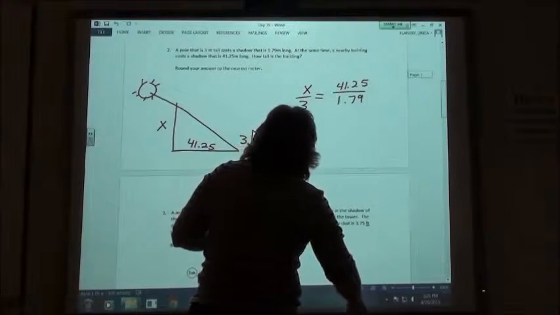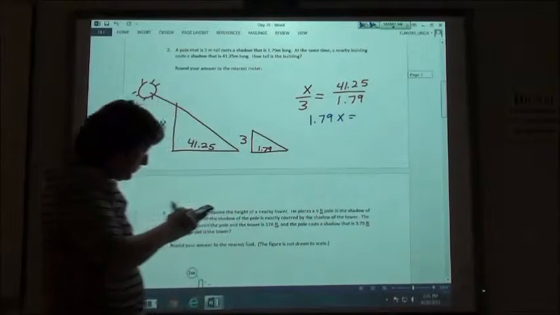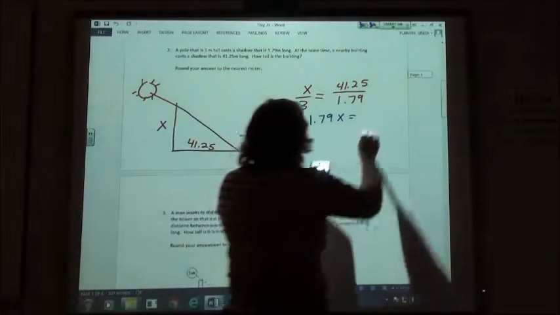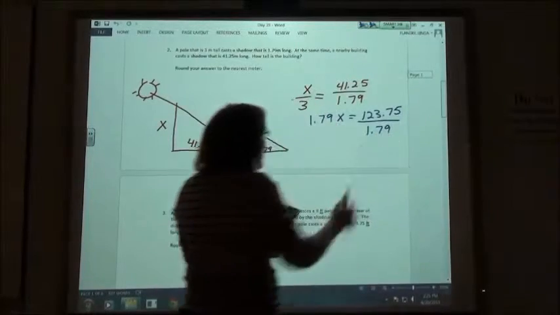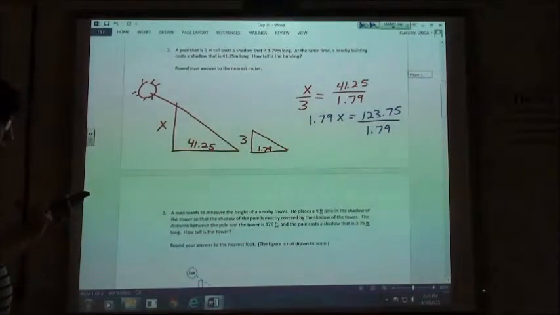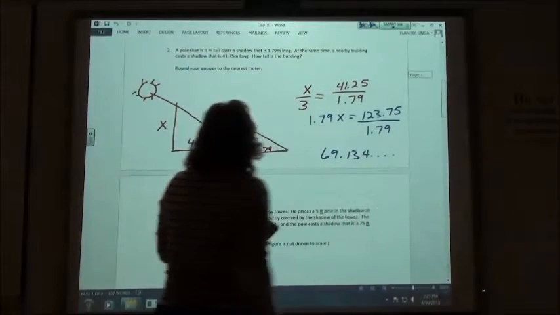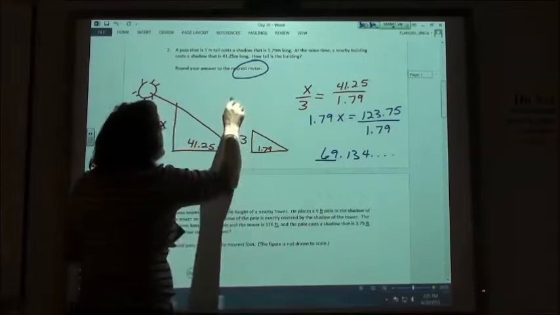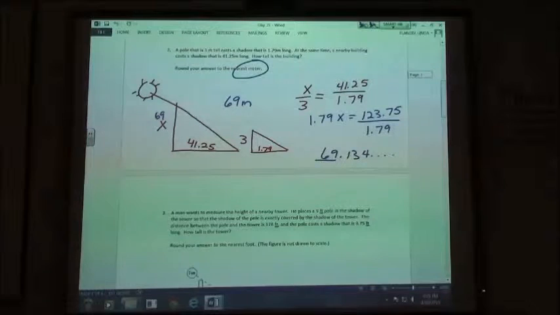So again, we've got to solve this by cross multiplying. So we're going to get 1.79x equals 3 times 41.25. 3 times 41.25 is 123.75. We're going to divide by our 1.79 to solve this. And so we get 69.134, and so forth. Again, we want to round it to the nearest meter, so we're going to round it to the nearest whole number. So we're going to say 69 meters. So my building's 69 meters, my pole's only 3 meters.